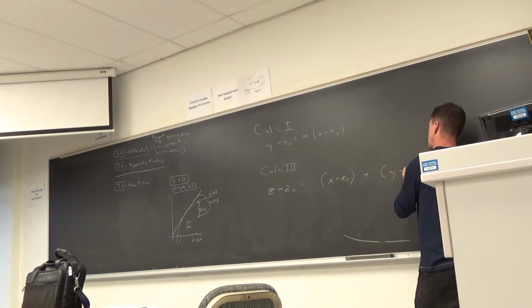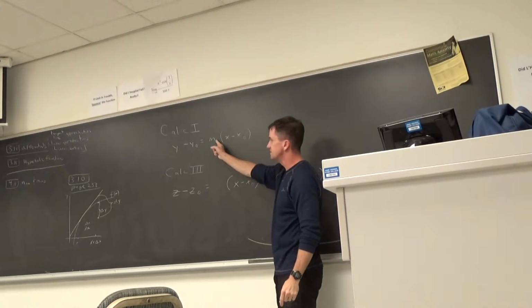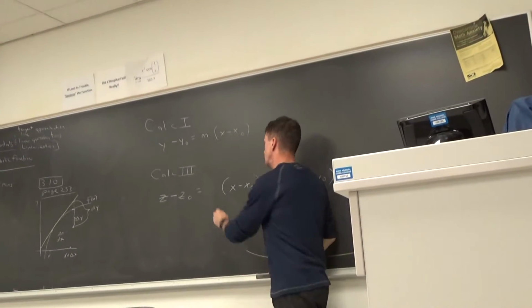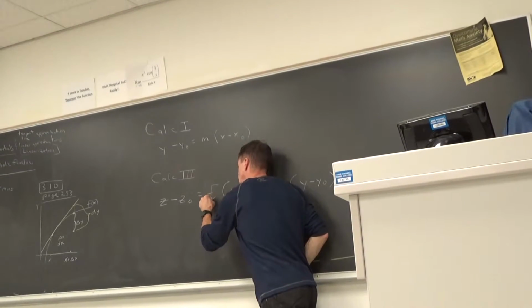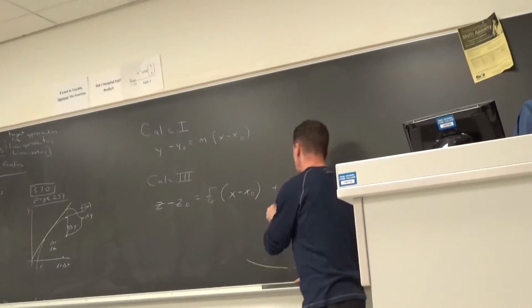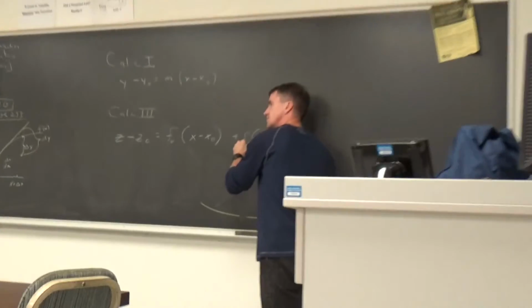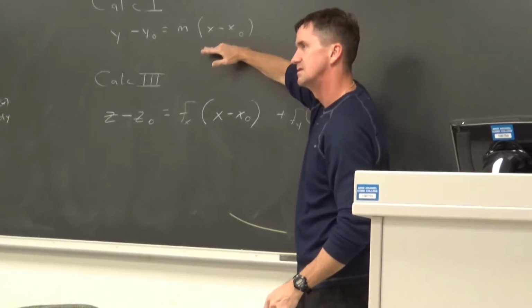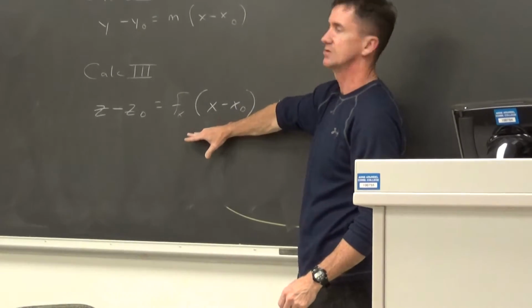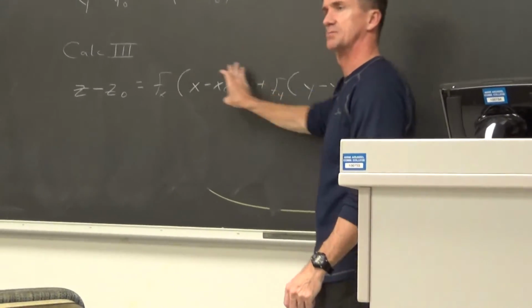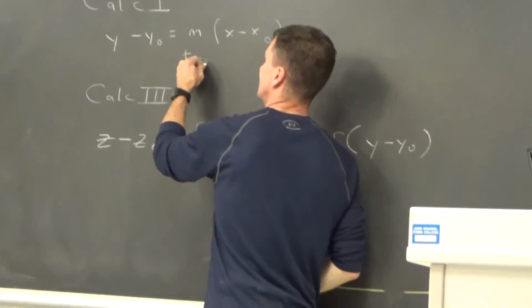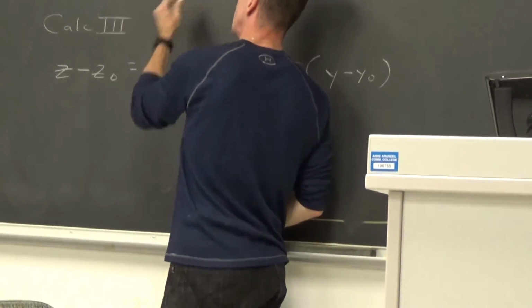Now, I have to put something in front of these. What letter's in front of these? M. When you're in Calc 3, you do what's called partial derivatives. That's the partial derivative with respect to x, and over here the partial derivative with respect to y. It's just an extension of this, and they call that a tangent plane approximation. This was a tangent line. I just want to show you that.